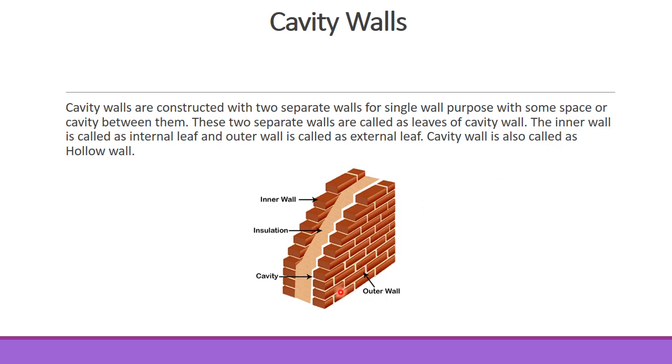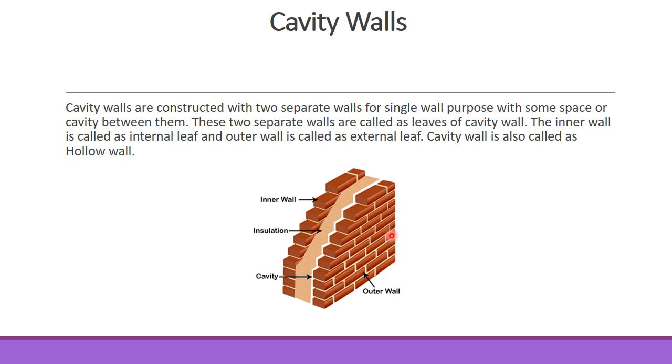So, this is an outer wall, this is an inner wall. We have to provide insulation. So, this is like a cavity. Two separate walls are called the leaves of the cavity wall. The inner wall is called the internal leaf and the outer wall is called the external leaf. The cavity wall is also called a hollow wall.